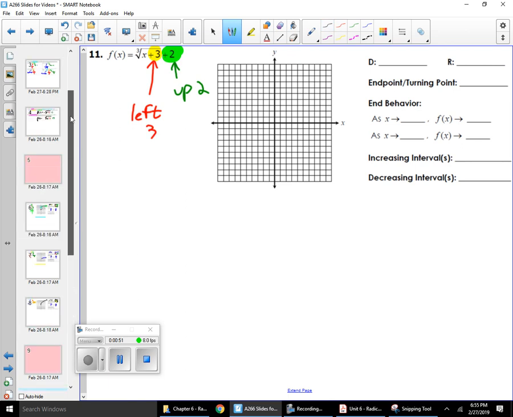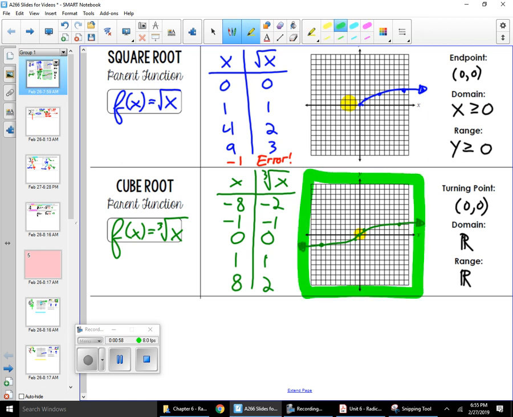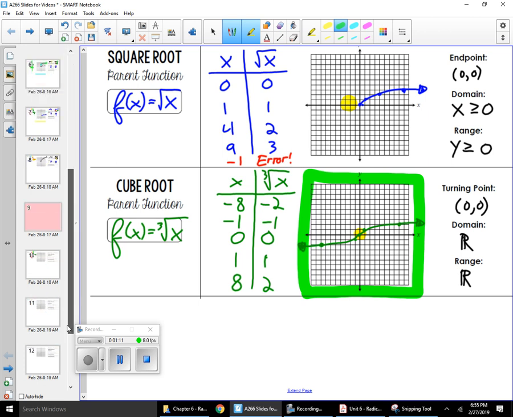So keep in mind the parent cube root function, now we're looking down here, our parent cube root function has stuff going to the right and to the left. It kind of looks like 2 square root functions stuck together end to end, albeit a little smushed. So that's going to be our parent graph.